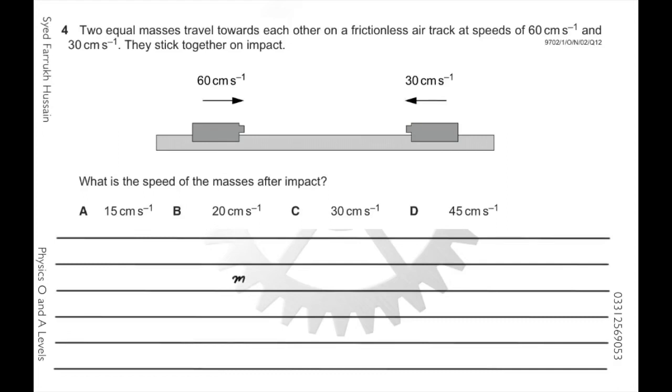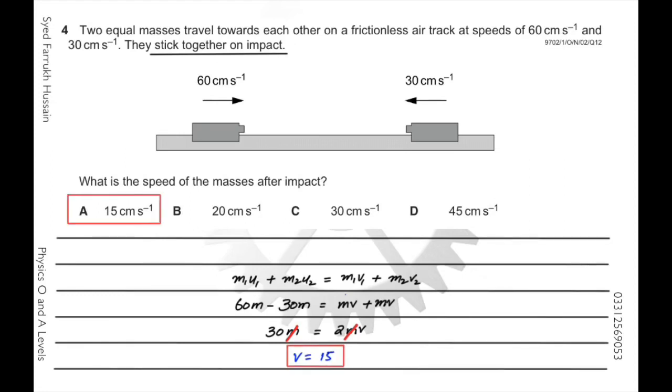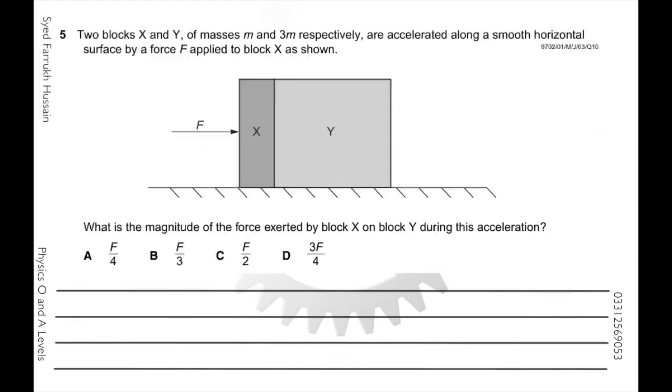In this case, there are two objects of equal masses moving in opposite directions with speeds 60 and 30 respectively. According to the situation, 60m minus 30m is equal to mv plus mv. As it's written, they stick together. Stick together means they move in the same direction with the same speed. So mv plus mv is actually the momentum of the objects after collision. So 30m is equal to 2mv and v is 15 centimeters per second.